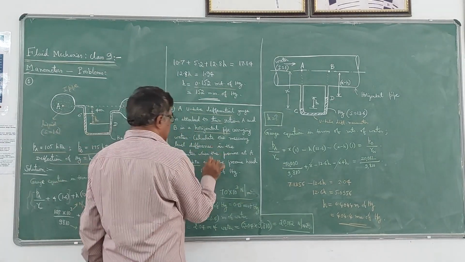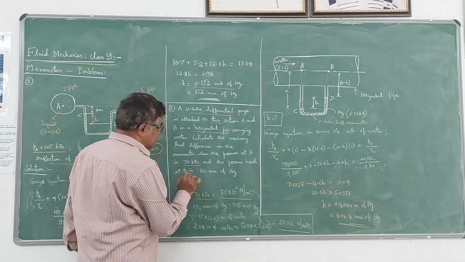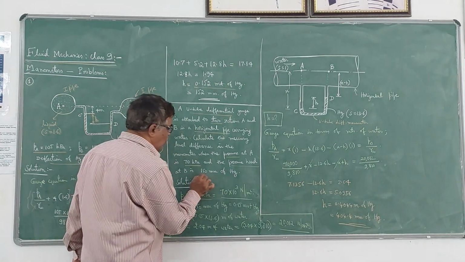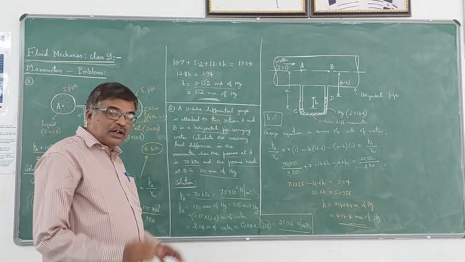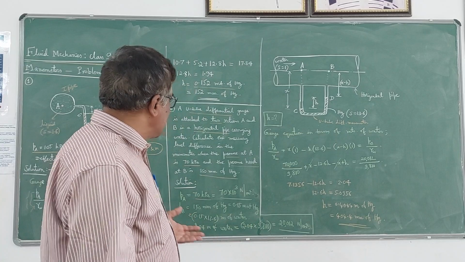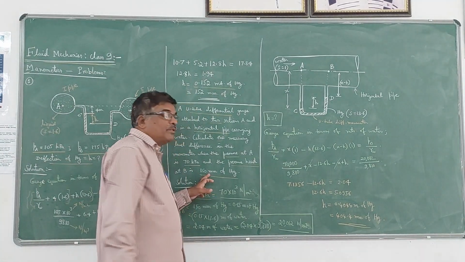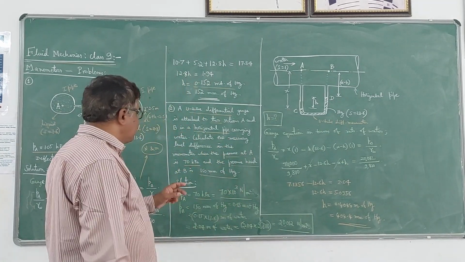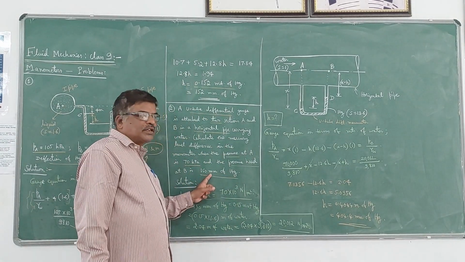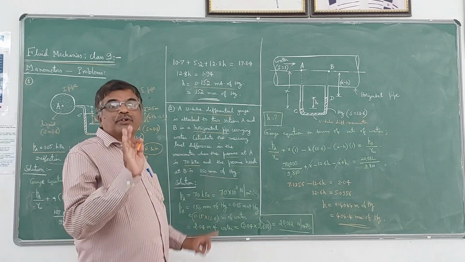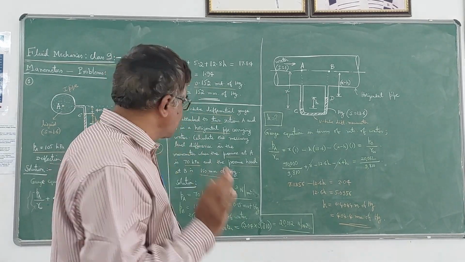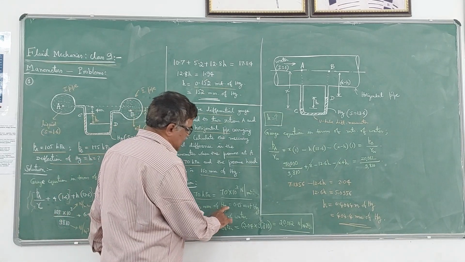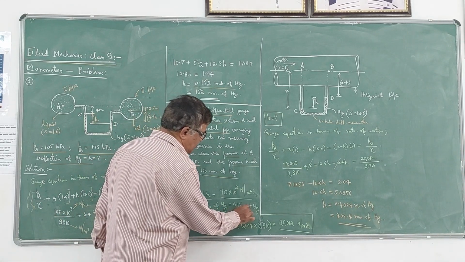But what he has given at B is the pressure head. Instead of giving pressure, he has given the pressure head at B as 150 millimeters of mercury. So instead of pascals or kilopascals, he has given it in millimeters of mercury. We should be very careful when such problems are given. We have to convert this millimeters of mercury to Newton per meter square of water. That is very, very important. That's why I have taken this problem. So PB is 150 millimeters of mercury, that means 0.15 meters of mercury.